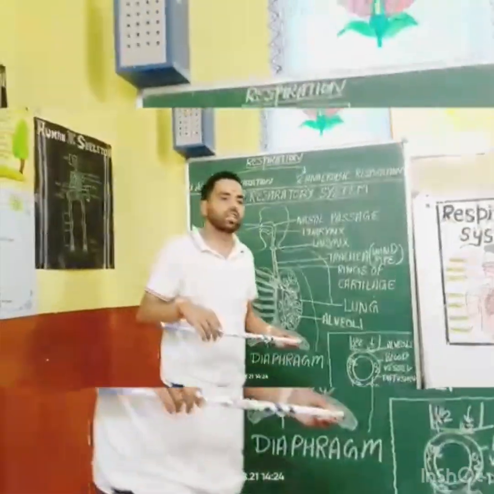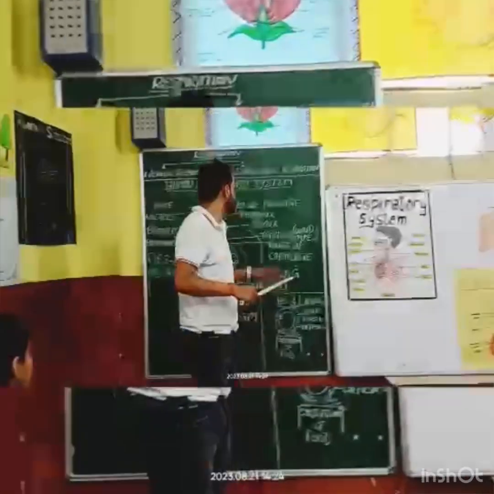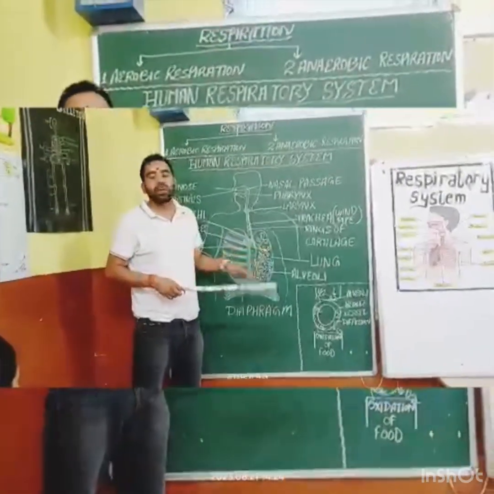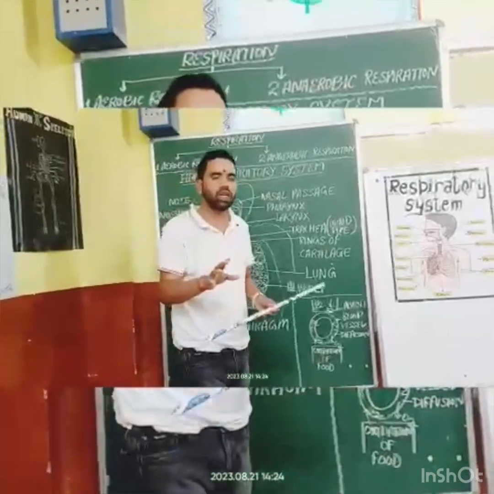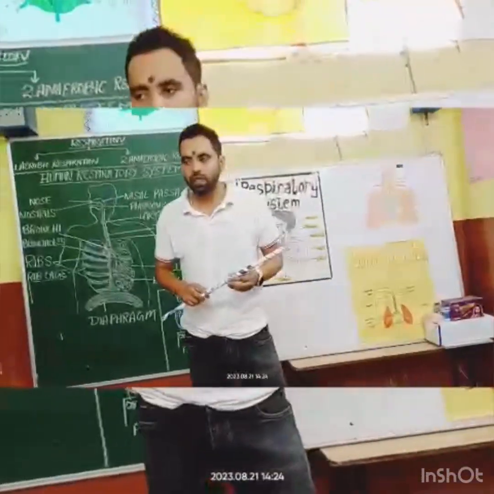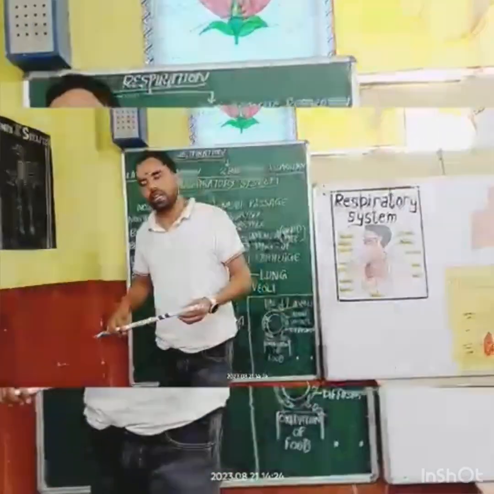Does anyone have any questions? Any doubts? Sir, what is the length of the trachea? Trachea is also called the windpipe. Good question. The trachea is approximately 4 to 5 inches long. Understood? Any other question? Okay, this is all about the human respiratory system or respiration.